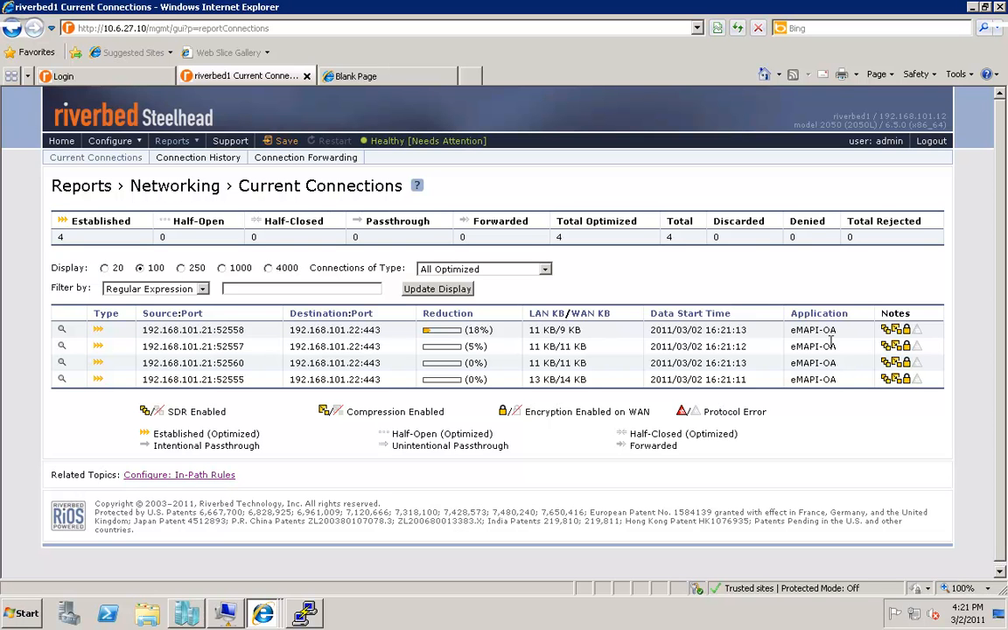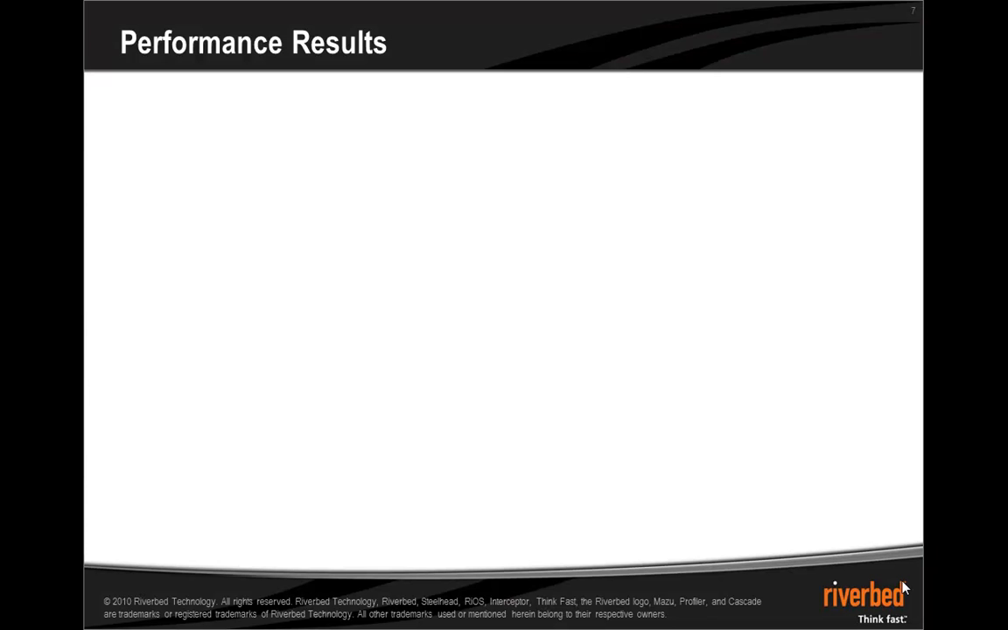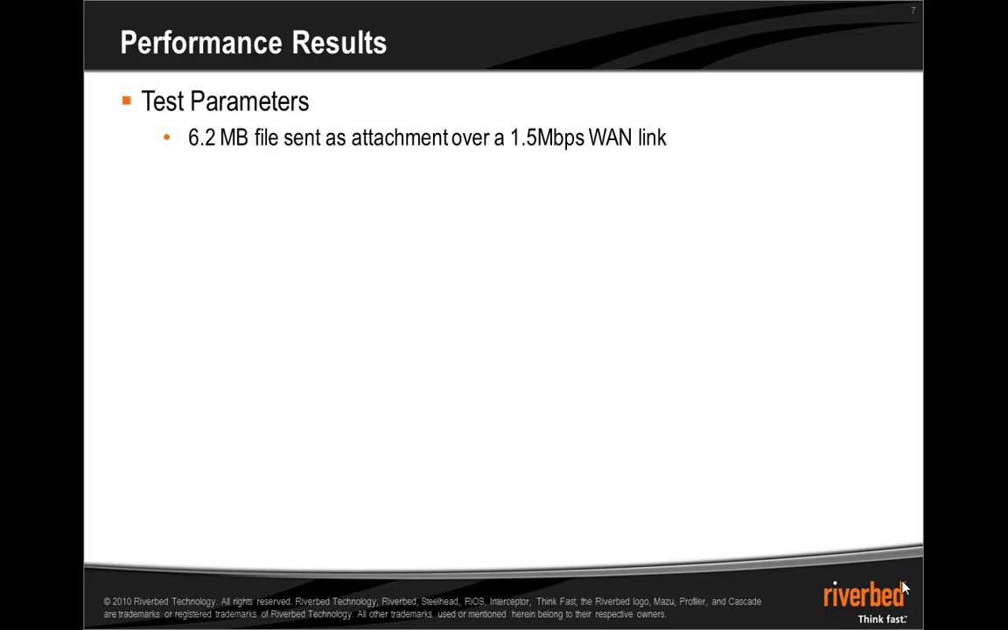In our testing, we had the following test parameters. We were sending an Outlook email message with an attachment of 6.2 megabytes across a 1.5 megabits per second WAN link. The round-trip time between the data center Exchange server and the client at the branch was set to 100 milliseconds. The email was sent from a branch user to another branch user.